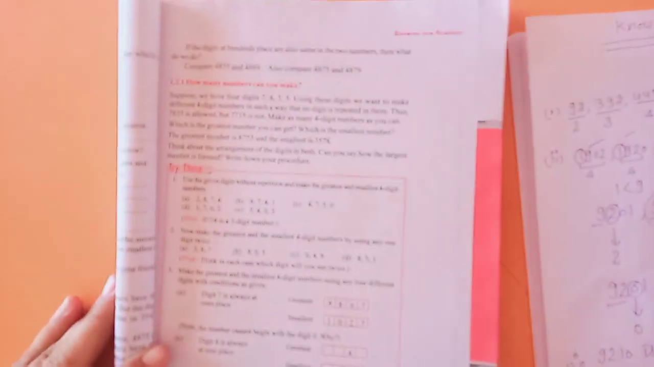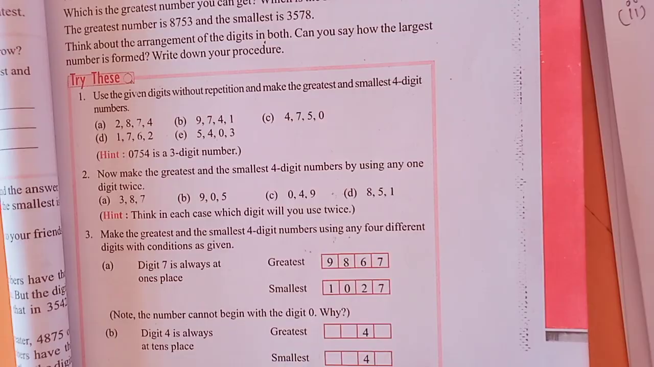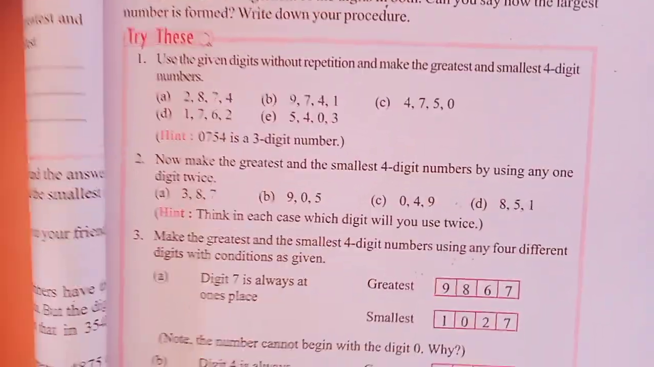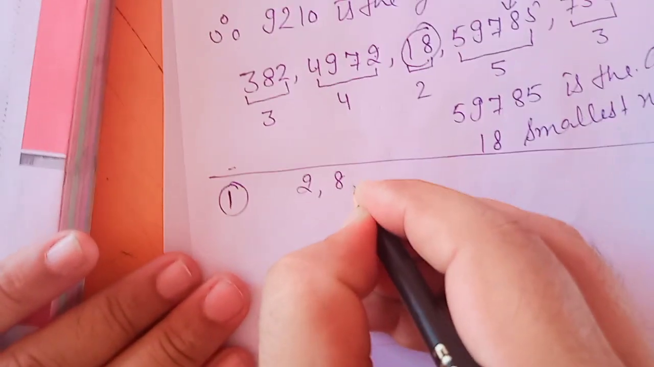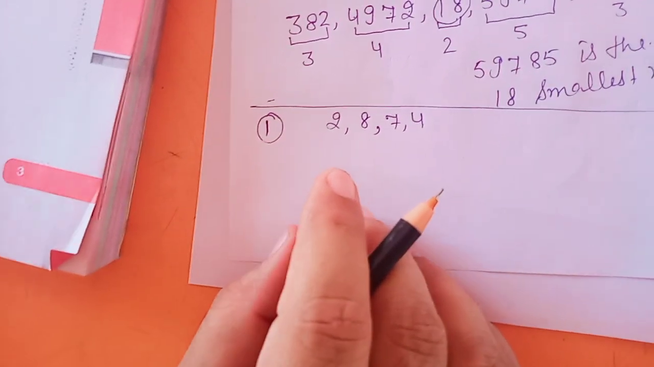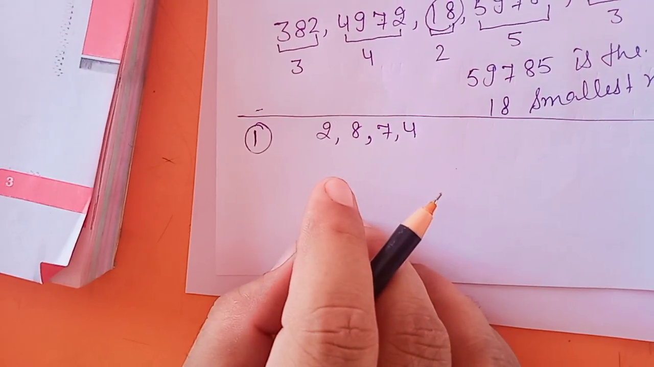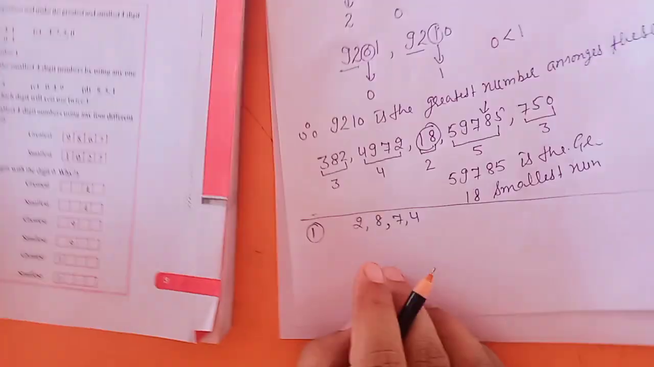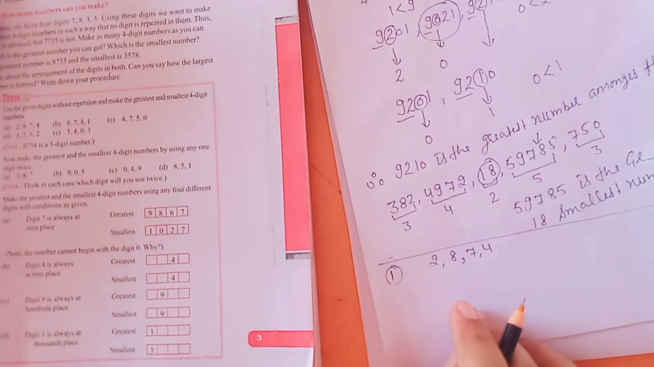Now come on to the next page, page number 3. Try this. What's given? Try this. First question given: use the given digits without repetition. Make the greatest and the smallest 4 digit number. This is given: 2, 8, 7, 4. You have to make the greatest 4 digit number without repetition of the digits. So find out.